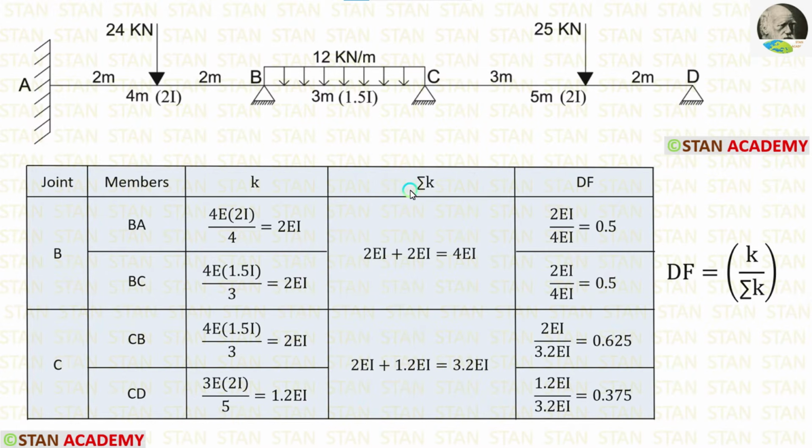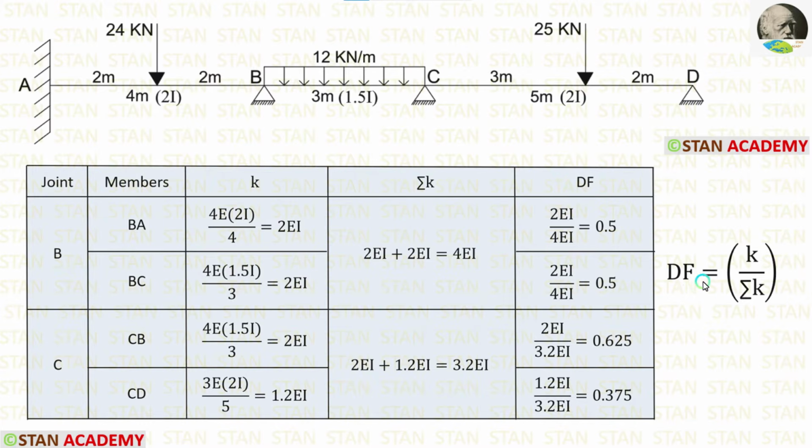Now let us calculate the summation of stiffness. In the joint B, there are two stiffness values. Let us add them. After adding, we are getting 4EI. In the joint C also, there are two stiffness values. Let us add them. After adding, we are getting 3.2 EI.